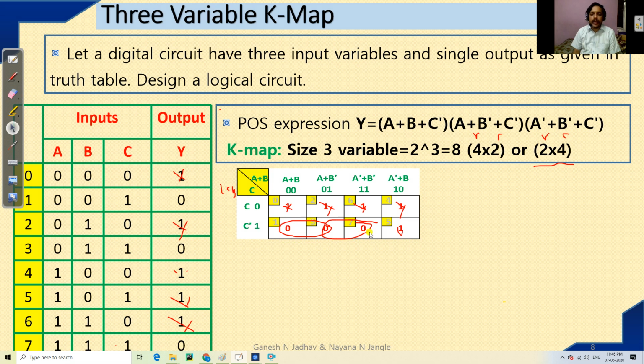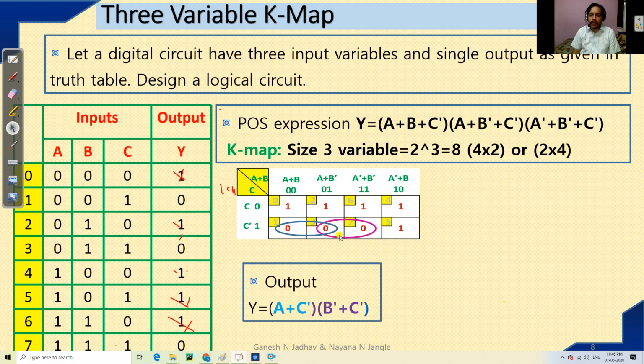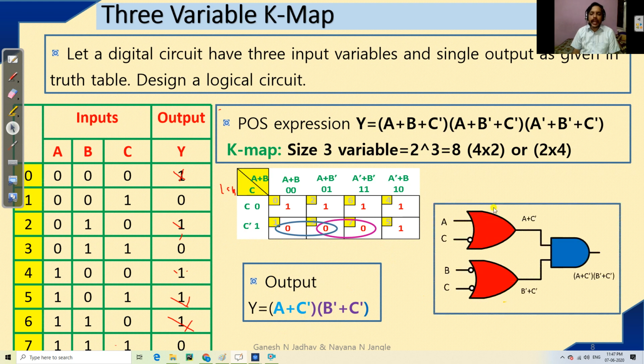So let us see how I can write down the max term for this. Let me rub this, and I will show you. Making the group of these 2 and these 2, the output equation for this blue one can be written as follows. What is the non-changing on this side? C dash. And on this side? A. So A plus C dash. For this group of 2, the non-changing on this side is C dash, and on this side B dash. So it is B dash plus C dash, and the multiplication of these 2 max terms will be your output. This can be implemented using 2 OR gates and 1 AND gate with 2 inputs.